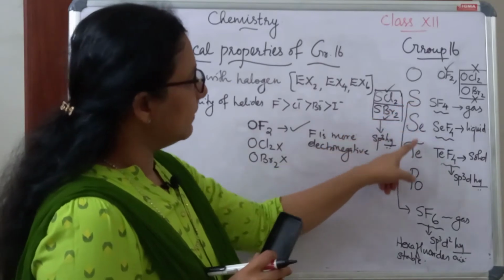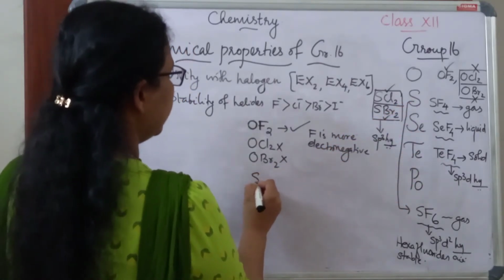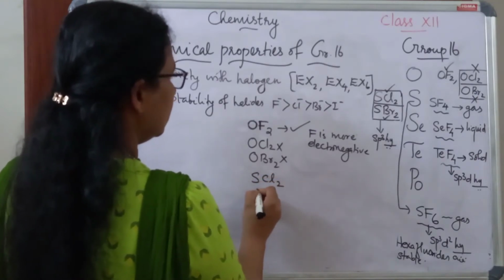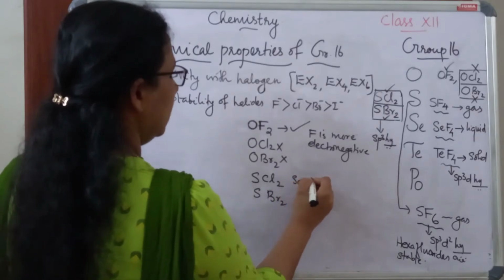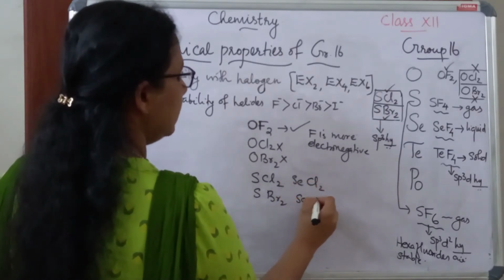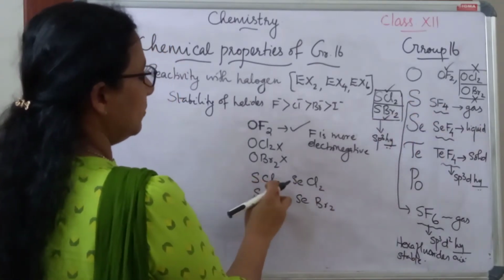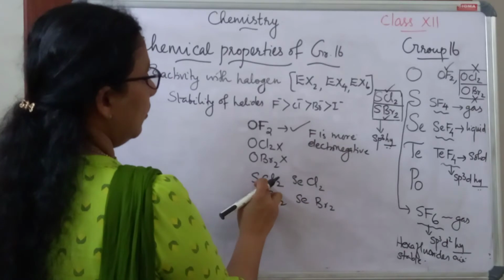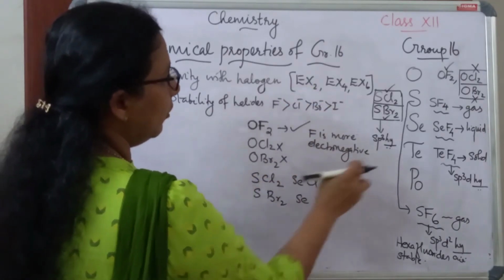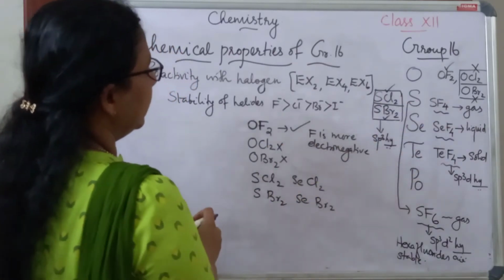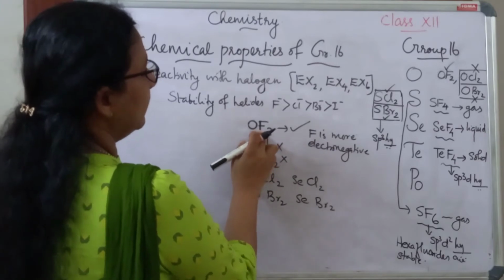But the other elements will form dichlorides or dibromides. Example, SCl2, SBr2 or SeCl2, SeBr2, etc. So sulfur, selenium, etc. will form chlorides or bromides of the type EX2. That means dichloride or dibromide will be formed by other elements. But oxygen will not form chlorides or bromides, only fluoride will be there.